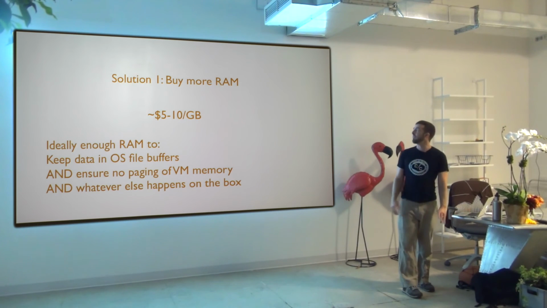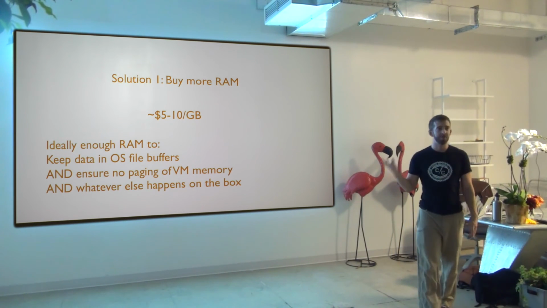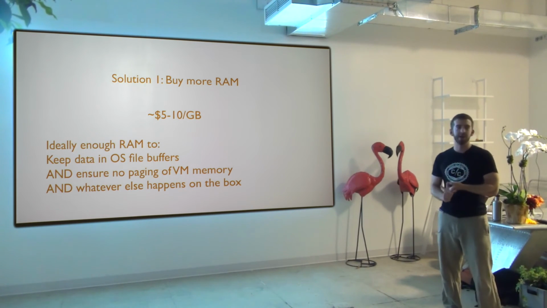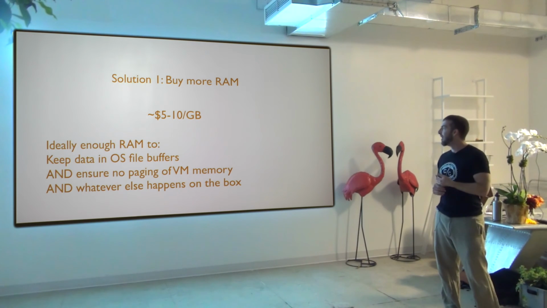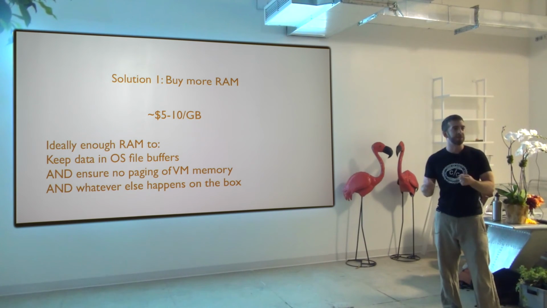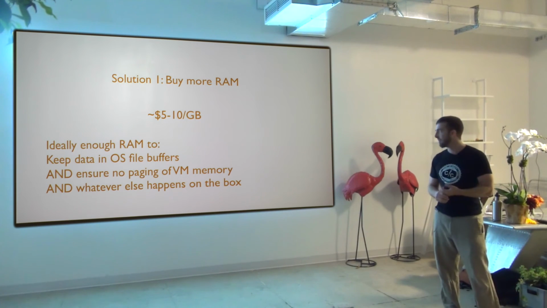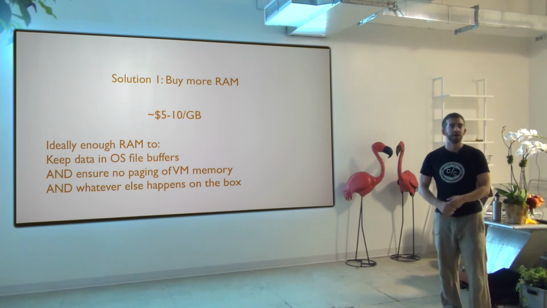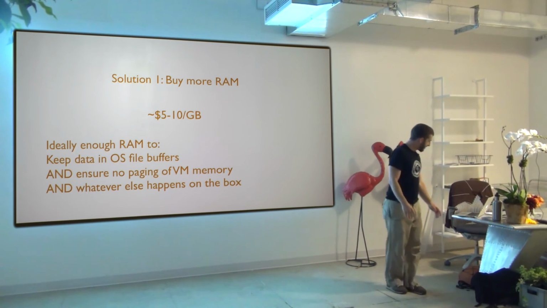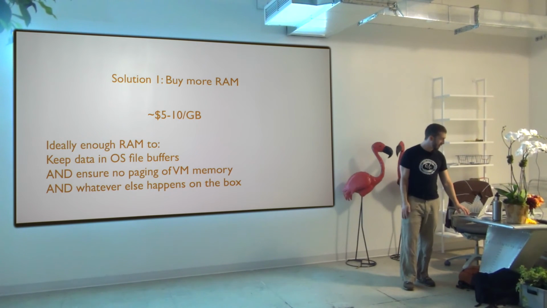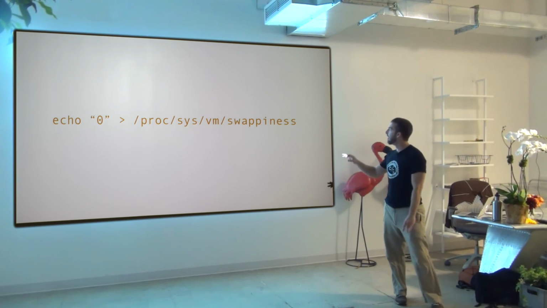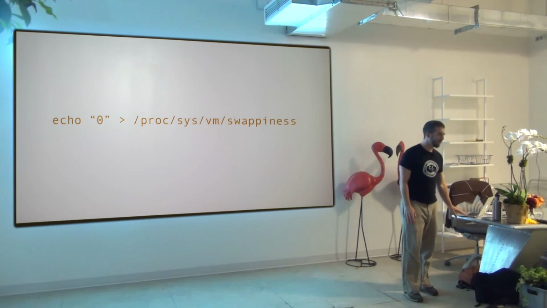So let's say you are having paging problems. How do you solve them? One is just buy more RAM, because ideally you have enough RAM to keep your JVM in memory. And whatever data you need to access frequently, you want to keep that in the operating system's file buffers, and have enough memory that whatever else happens on the box, you don't get paged out. And then another thing you can do to try to tell the VM that you don't want to be swapped out is to turn off swappiness. So that's a little trick to get Linux to be less swappy with memory.